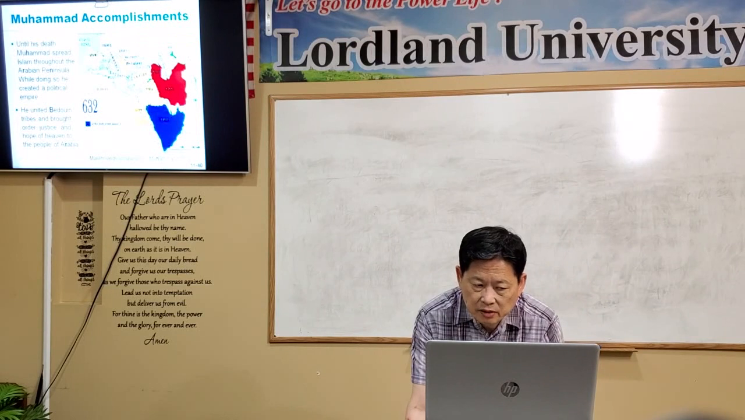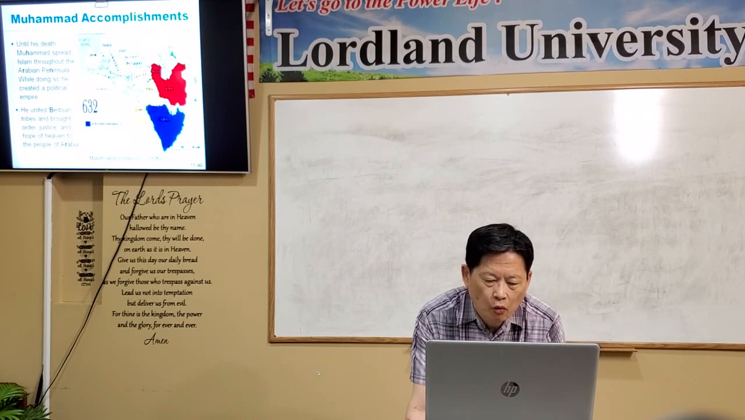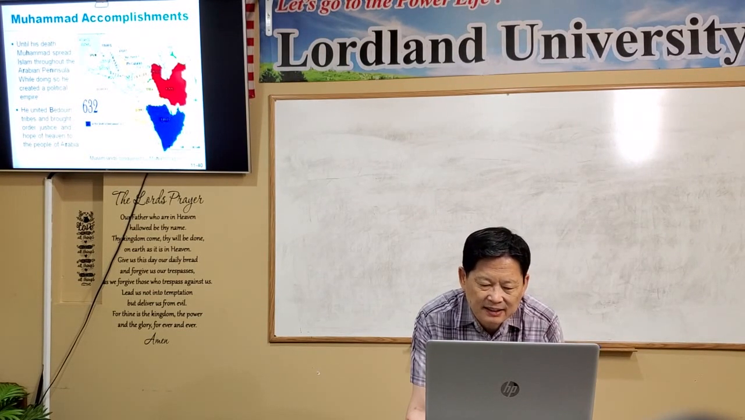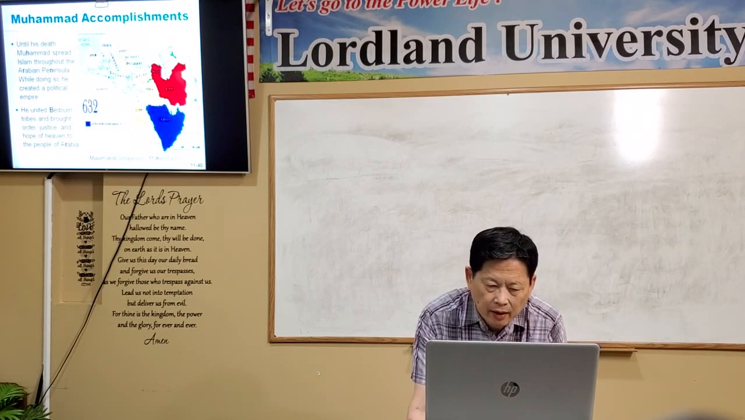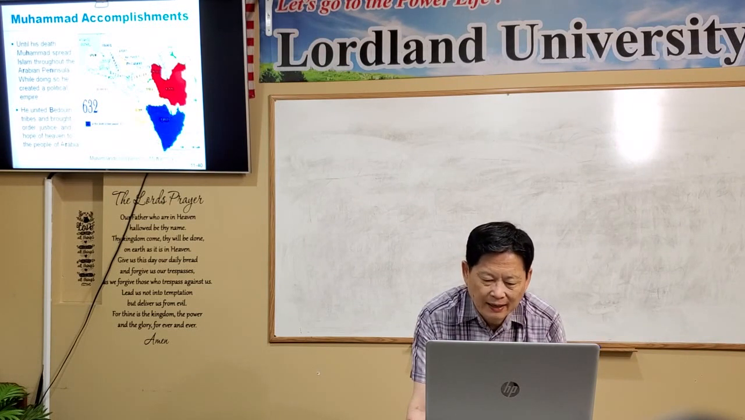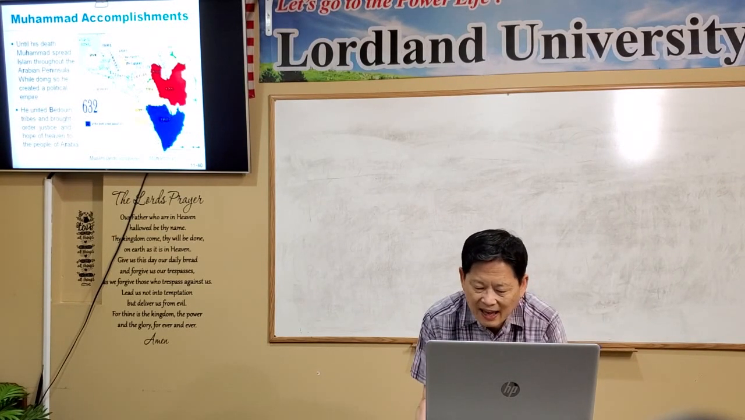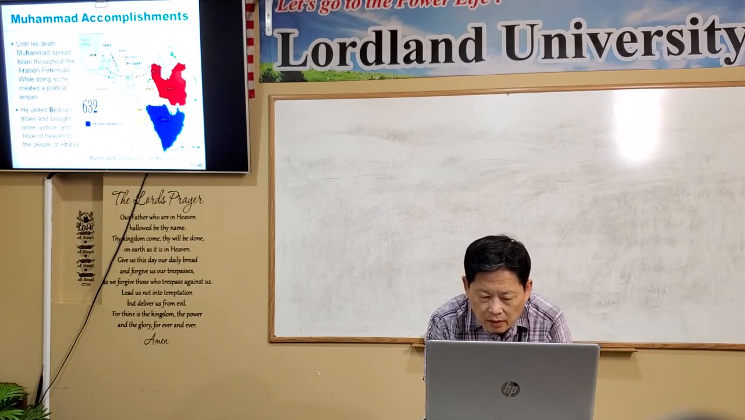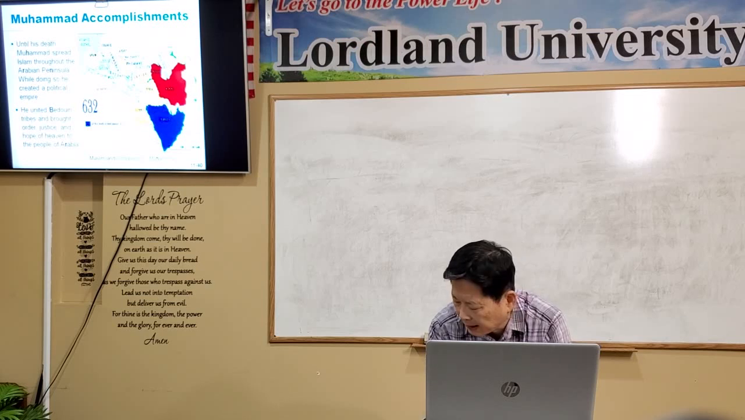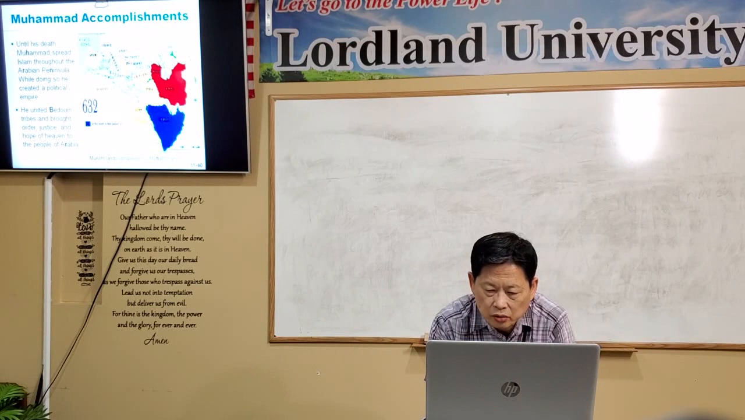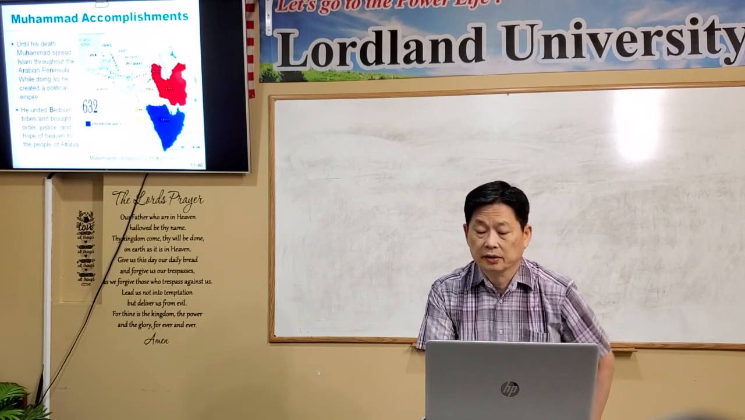Muhammad's accomplishment. Until his death in 632, Muhammad spread Islam throughout the Arabian Peninsula. While doing so, he created a political empire. Muhammad united Bedouin tribes and brought order, brought justice, and brought hope of heaven to the people of Arabia. Muslim land conquered by Muhammad by 632 is shown in the map.